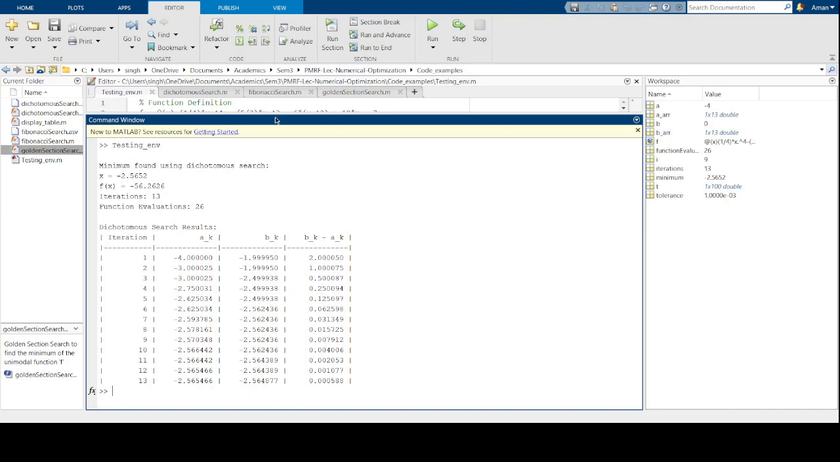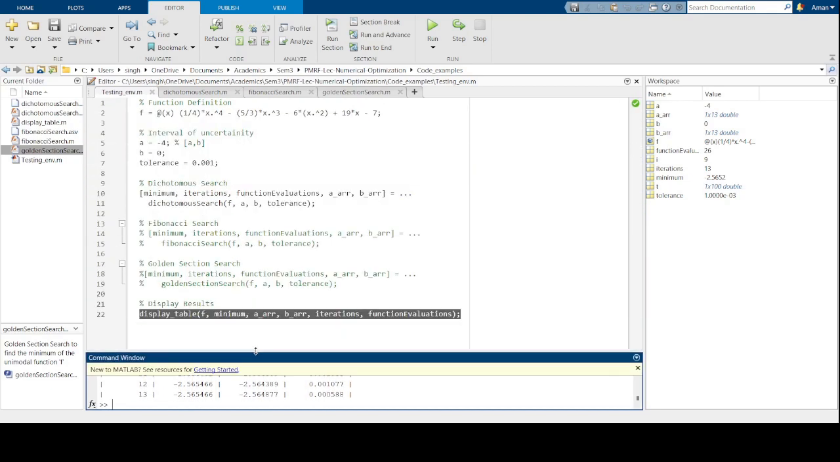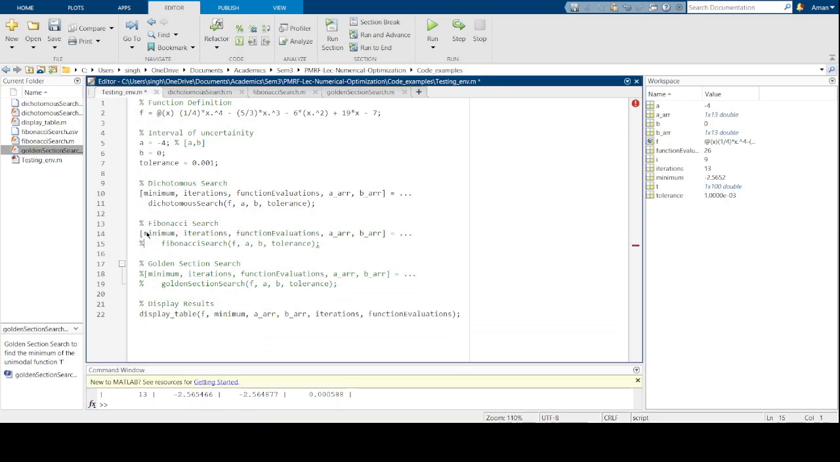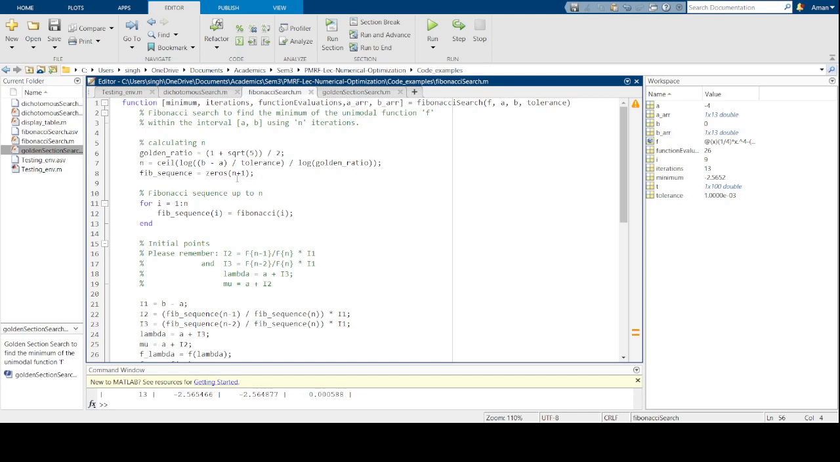Now let's go on and see the Fibonacci search. I'll just uncomment it once. Rest of the things remain same. I just uncomment Fibonacci and comment out the dichotomous search. Now let's look at Fibonacci search. So it's a similar structure. The structure of the function is similar. It takes function value a and b and tolerance.